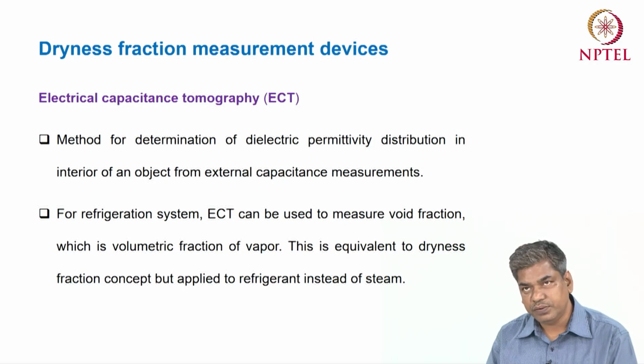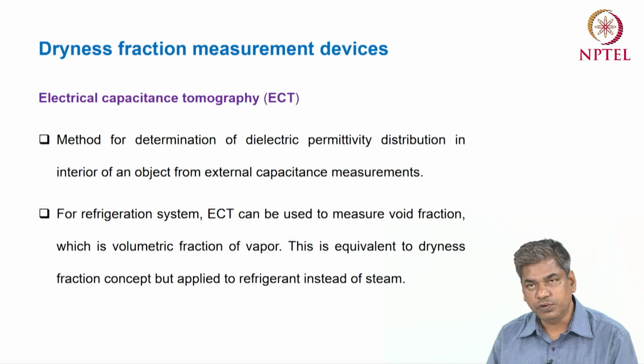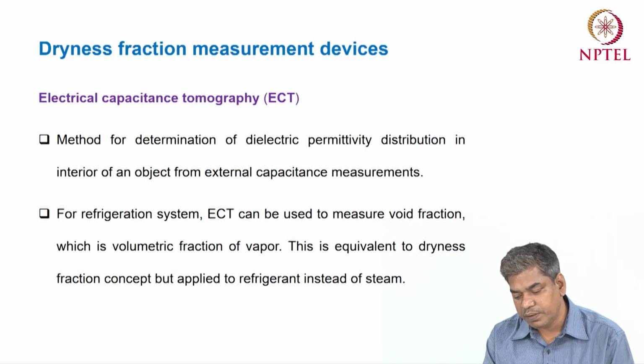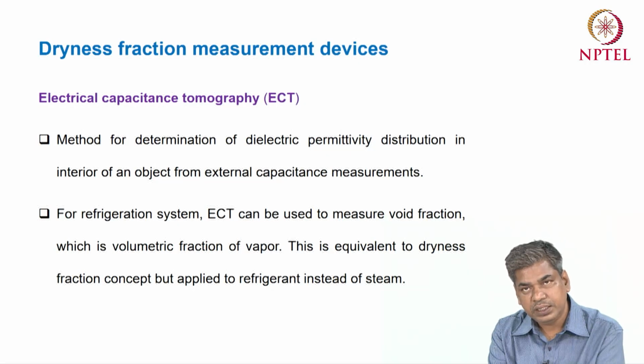Another reason for the measurement of the dryness fraction is that in a conventional setup, we basically use the rotameter to measure the volume flow rate of a refrigerant, and we know the pressure and temperature. Based on that we can get the density at that point. So by measuring the volume flow rate we can multiply by the density to get the mass flow rate.